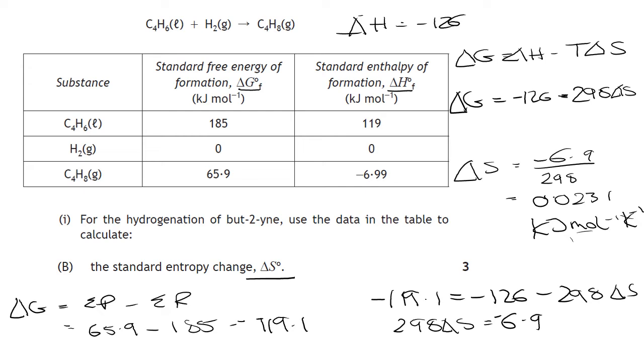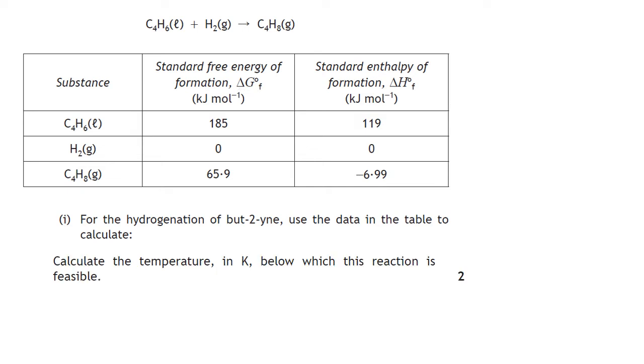That is not the standard unit. It's usually in joules per mole per Kelvin. So if you do want to turn it into joules rather than kilojoules, you multiply by 1,000, which would be negative 23.1. But because no units were provided, you do need to put them in yourself.